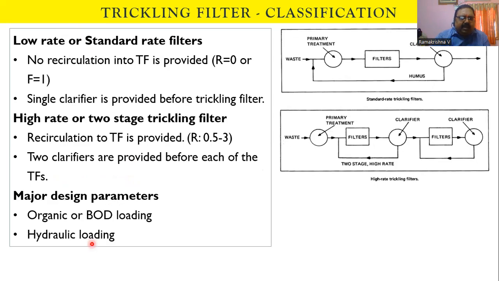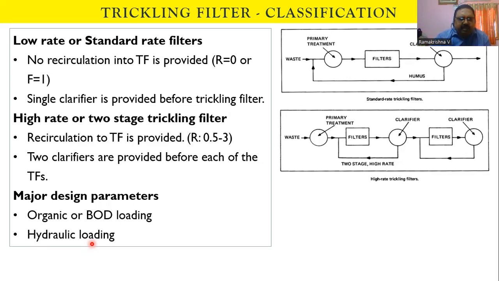Low rate or standard rate filters: in the low rate filter, no recirculation is provided, and a single clarifier is provided before the trickling filter. In the high rate or two-stage trickling filter, recirculation is provided from 0.5 to 3 times. If two clarifiers are also provided, they are called one stage or two stage. If only recirculation with one stage is provided, it is called a single stage high rate trickling filter. If two stages are provided with recirculation at each stage, they are called two-stage high-rate trickling filters.